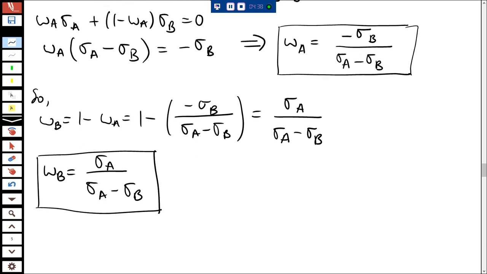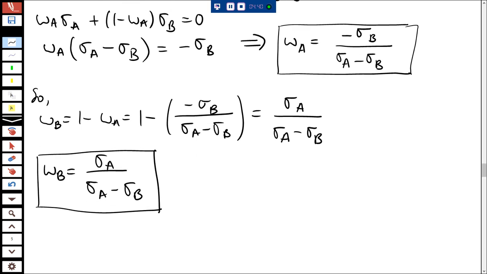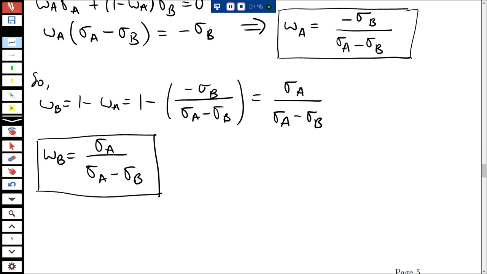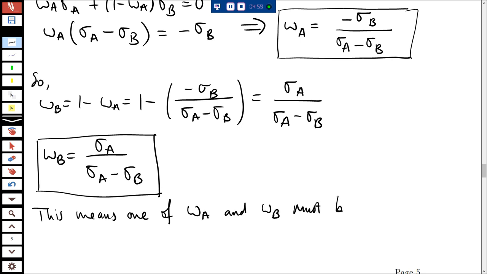This being the case, we can see that at least one of omega A and omega B must be negative. So this means one of omega A and omega B must be negative. Yeah, actually, it's just one that can be negative. Okay, and that completes the proof. One of the weights must be negative, so for zero risk, we need short selling.